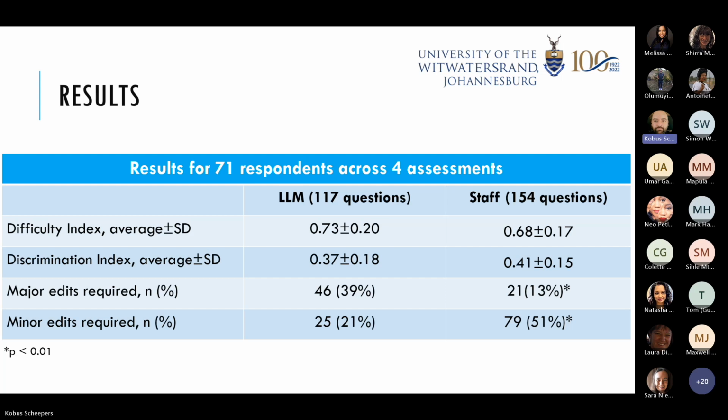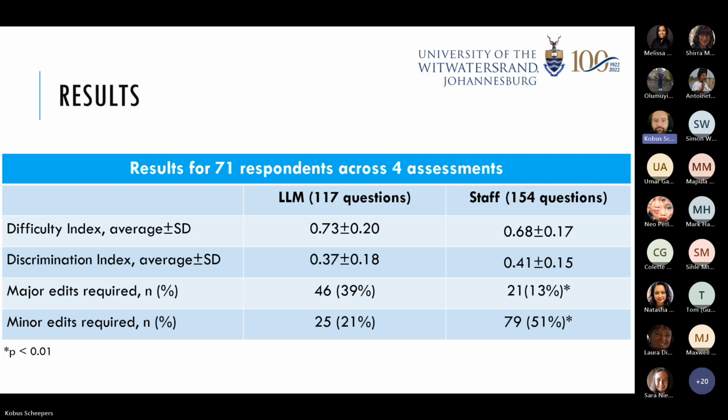Also, the discrimination index, which says how many high-performing students had the question correct versus how many low-performing students had the question correct. This was also very slightly lower for the language models, but again, not by much. No significant difference there. Where the significant differences came in was in the amount of major edits required. For the language models, almost 40% of the questions, and this is the questions that we didn't throw away, required major edits. So something about the sentence structure that didn't make sense, or a lot of the options didn't make sense. For the staff, it was less. It was a little bit much, in my opinion, but it was less. But compared to the total amount of questions, it was quite a bit less than that of the language model.